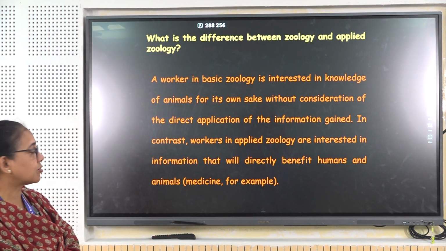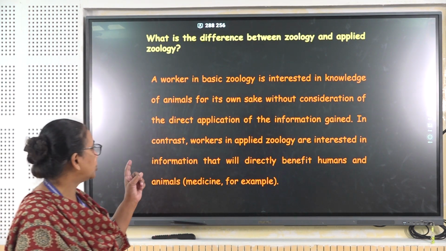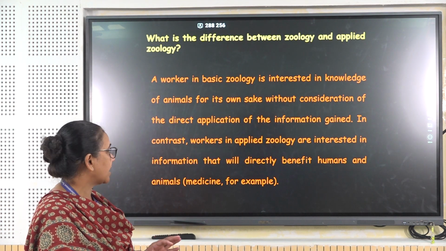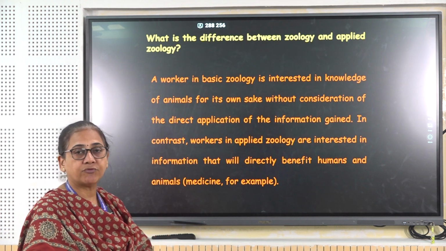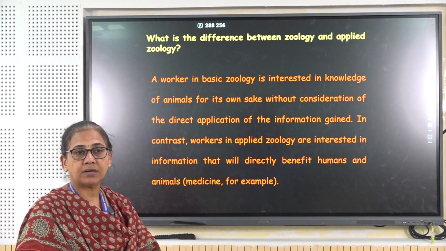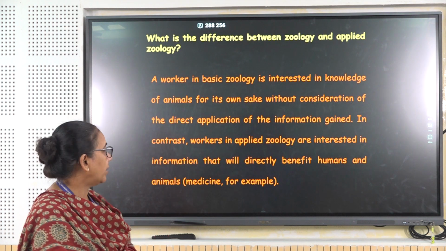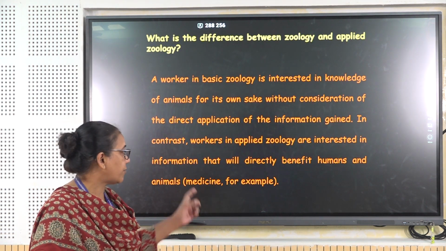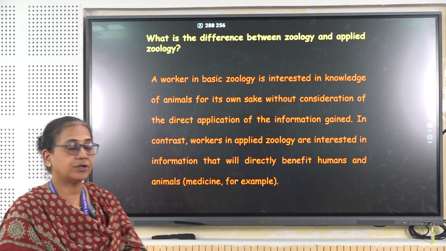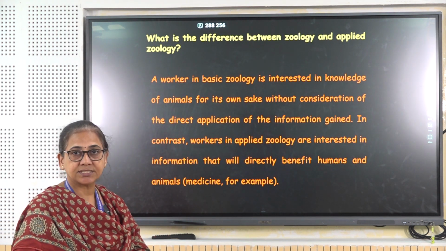So a worker in basic zoology is interested in knowledge of animals for its own sake without considering the application of that information into the applied field. But in case of applied zoology, the worker is interested in the information that will directly benefit humankind and animals.